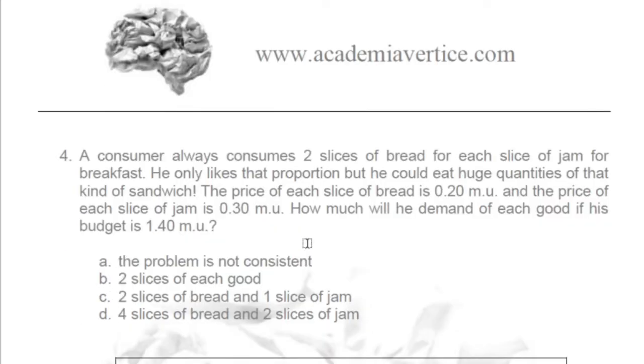Number 4. The consumer always consumes 2 slices of bread for each slice of jam. They are perfect complements for this consumer. He only likes that proportion, but he could eat huge quantities of that kind of sandwich. The price of each slice of bread is 0.20 monetary units, and the price of each slice of jam is 0.30 monetary units. How much will he demand of each good if his budget is 1.40 monetary units?